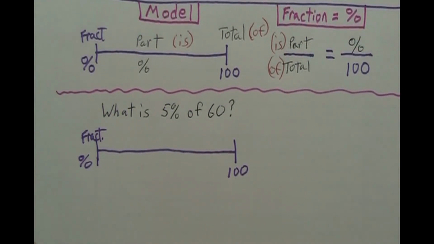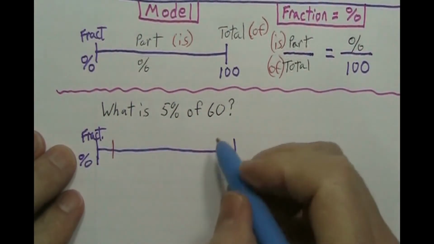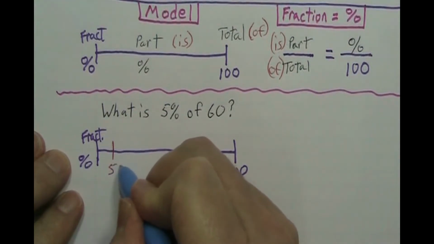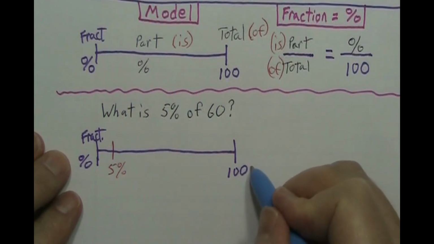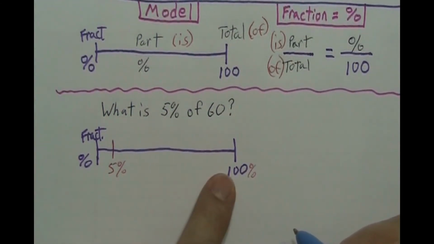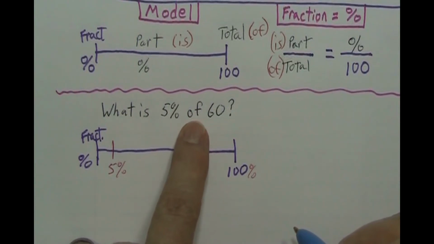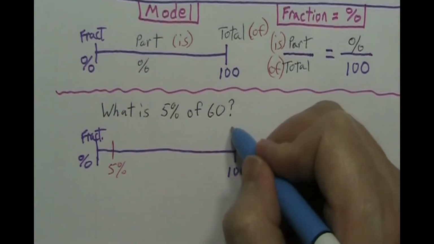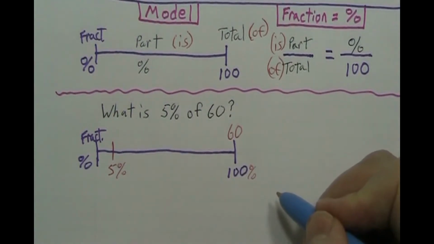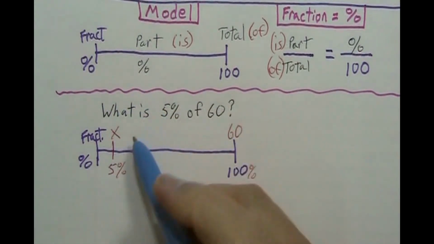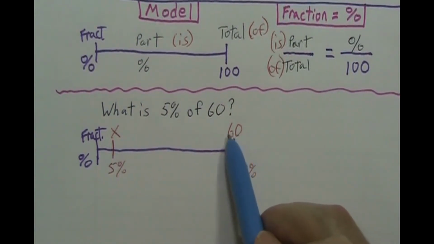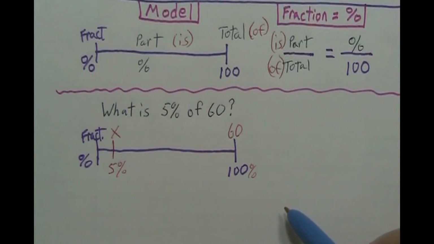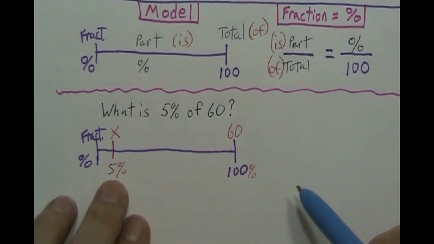So 5% would be about here. It doesn't really matter, it's just an illustration to help us. Here is 5%, 5% out of 100%. And we want the of 60, out of 60. Well, 60 is a total. What we don't know is what is 5% of 60. Out of 60, what's 5% of it? Okay, so now this is our model.